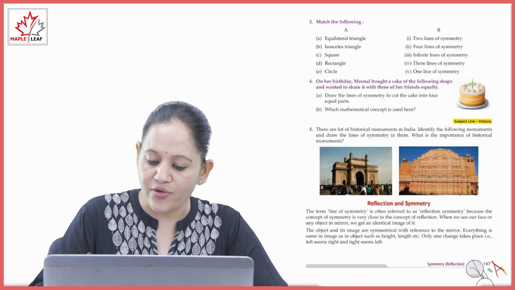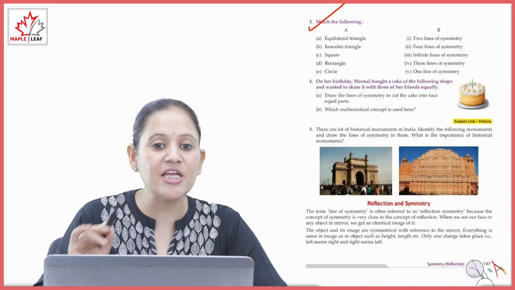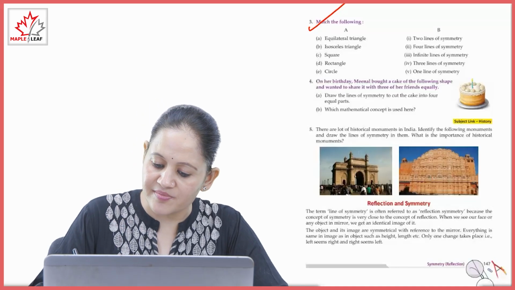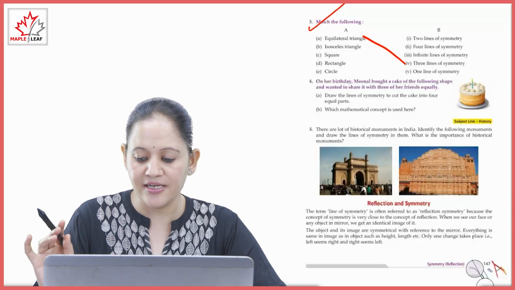Next, match the following. Equilateral triangle. An equilateral triangle has three lines of symmetry. So like this you have to match. Clear?